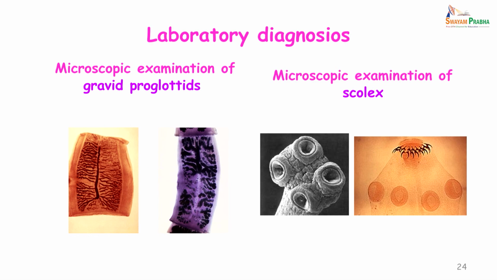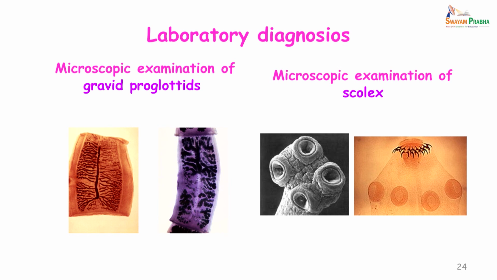Continuing with the laboratory diagnosis, a microscopic examination of the gravid proglottids would help you differentiate Taenia saginata from Taenia solium. So, one way of remembering it is that, like I mentioned earlier, Taenia saginata's length is very long, and so you must remember that even the uterine branches in Taenia saginata are very much more in number as compared to those in Taenia solium. So, here you can see it on the left side of the picture.